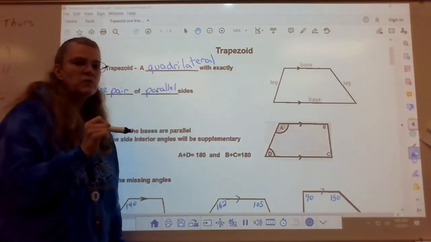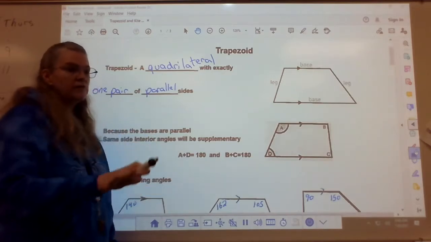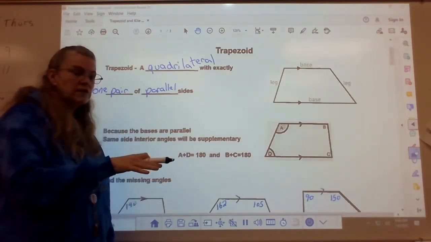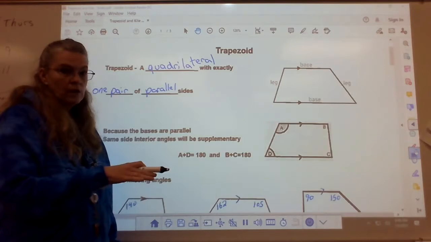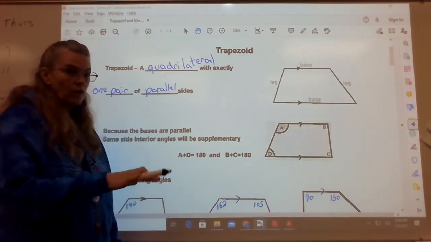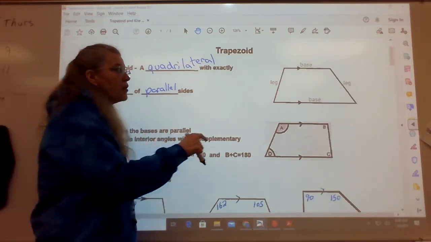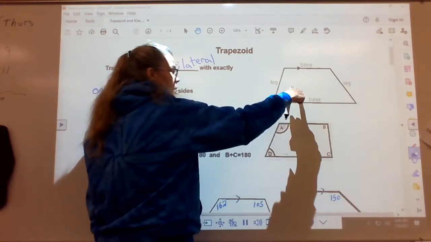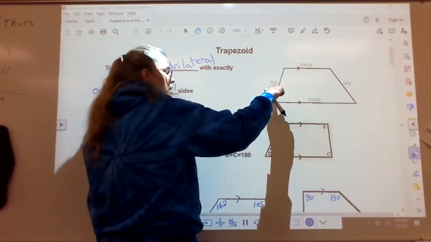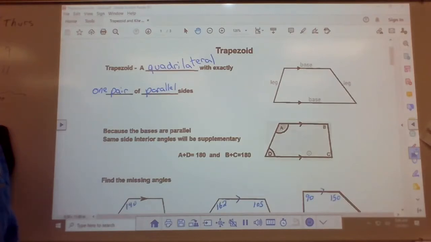So most of the shapes we did before Christmas were parallelograms. We had lots of different types of parallelograms because we had rectangle, rhombus, square, we had all those. This one, we only have one set of parallel. So our bases are going to be parallel, and then the other two sides are going to be considered legs.